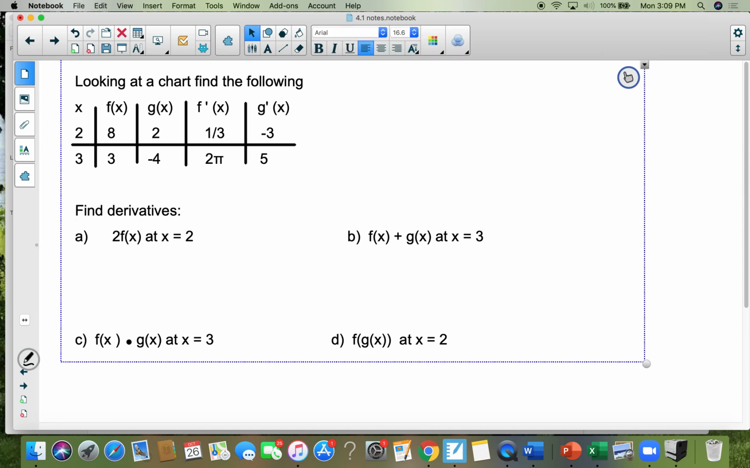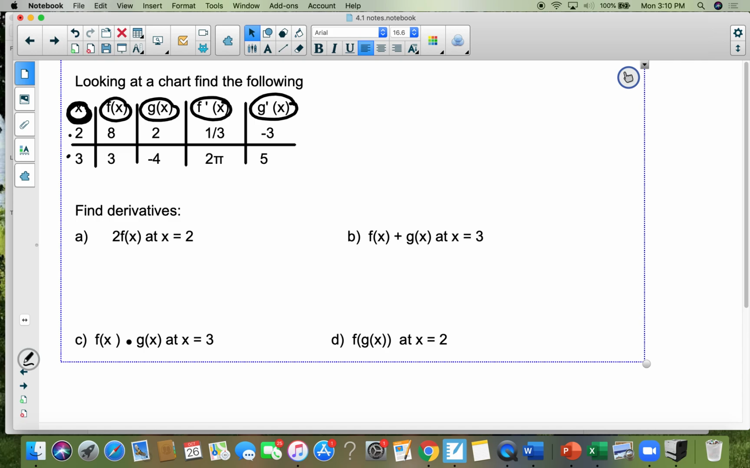Okay, looking at a chart, you have to know how to find the following. So find the derivatives. So I'll go nice and slow on how to read a chart. This is x, this is y, this is x, this is a different y, this is x, this is the slope of y, this is x, this is the slope of the other y, and your x will change from x from 2 to 3.